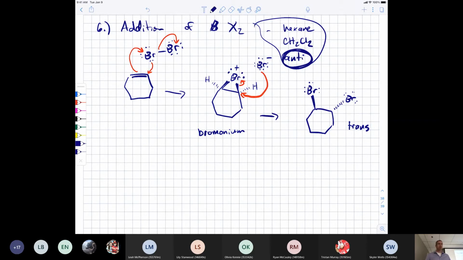So those bromoniums are more stable than carbocations. They don't rearrange like carbocations, so they're a little bit easier maybe to manage, to deal with. And yeah, that's where we're at, I think, at this point, which is great.